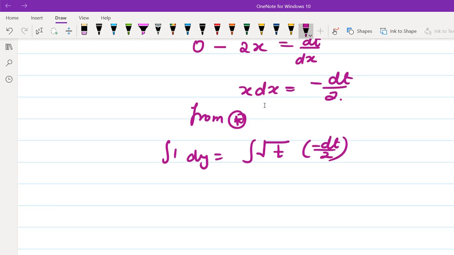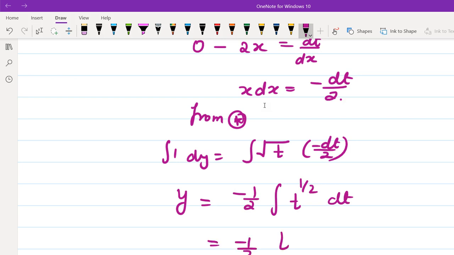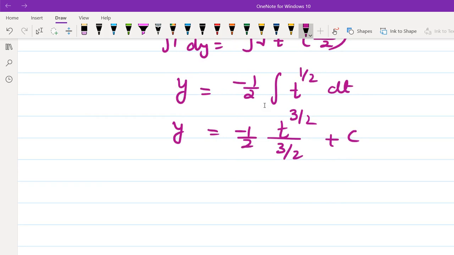Now integration of 1 with respect to y is going to be y. Here I can see minus half is a constant. I can take it outside, and integrate t raised to half. Integration of t raised to half is going to be t raised to 3 by 2 upon 3 by 2, plus c, the integration constant, and on the left hand side we have y. Now which term is getting cancelled out? This 2 and 2 will get cancelled, and you will be left with y equals to minus 1 upon 3 t raised to 3 by 2 plus c.